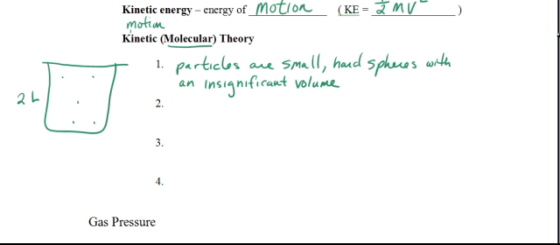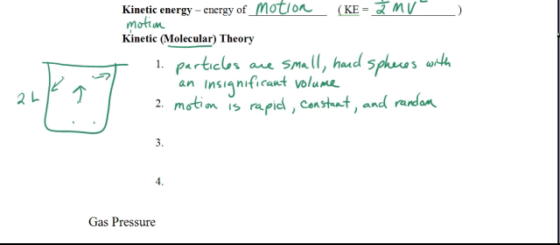Number 2, the motion of the particles in a gas is rapid, constant, and random. So these particles inside this box are just bouncing all over the place. Here, this could be going in this direction, this could be going in that direction, this could be going in that direction, this could be crossing its path and going in that direction. So it's going very fast all the time, and you can't necessarily predict where every particle is going at any given point.